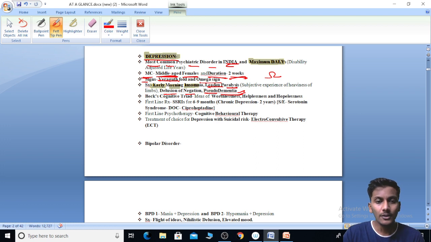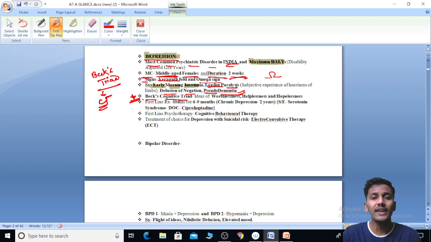Then next one is your Beck's cognitive triad. Usually in depression which triad is seen? Beck's cognitive triad. And if they only ask about Beck's triad, please remember, Beck's triad is usually seen in cases of which disease? Beck's triad is associated with cardiac tamponade. Whereas Beck's cognitive triad is seen in depression.